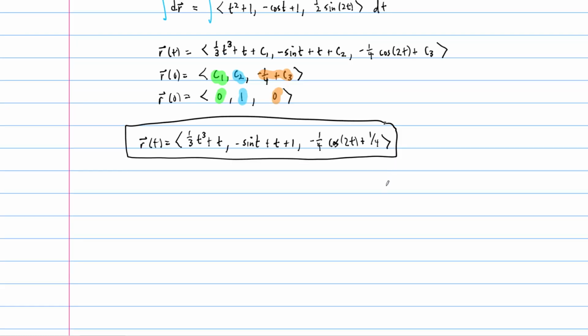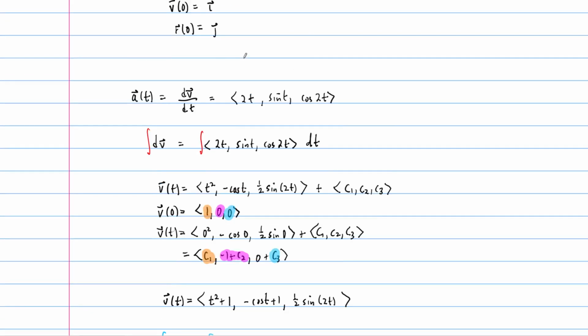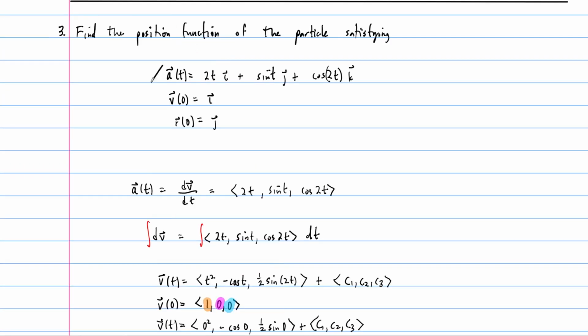Okay, so that's how you compute the position function of a particle given the acceleration and then some initial data. So the initial data was the initial velocity and the initial position of our particle up here, right? So that was the given information.